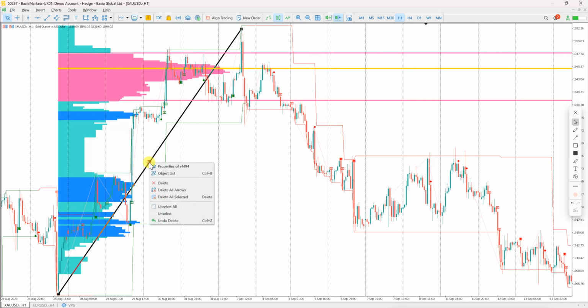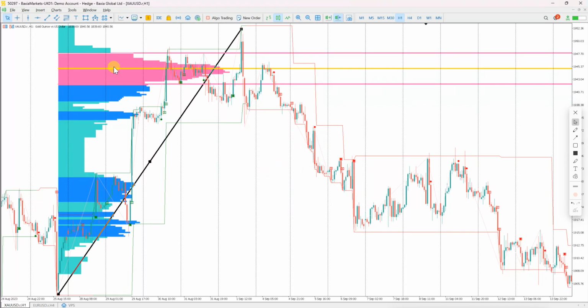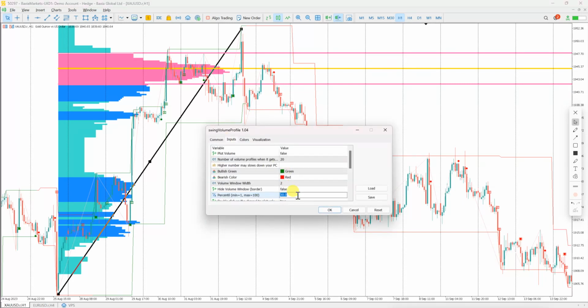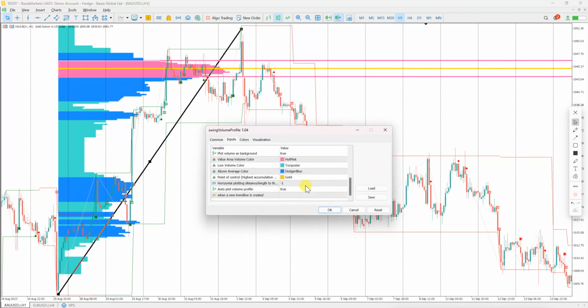So what else does this indicator have? I have shown you most of it already. You can set the percentile of the value area. At 30%, notice the value area becomes smaller, it shrinks. If I do, let's say, 20%, see, it becomes smaller. Let's go back to 70.